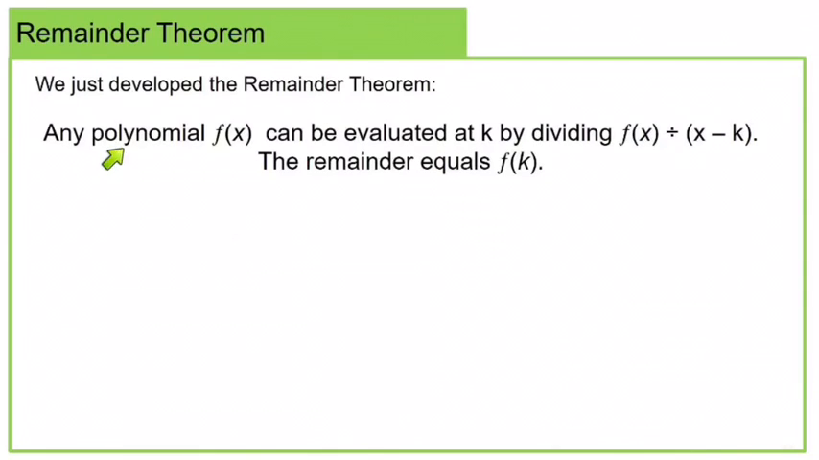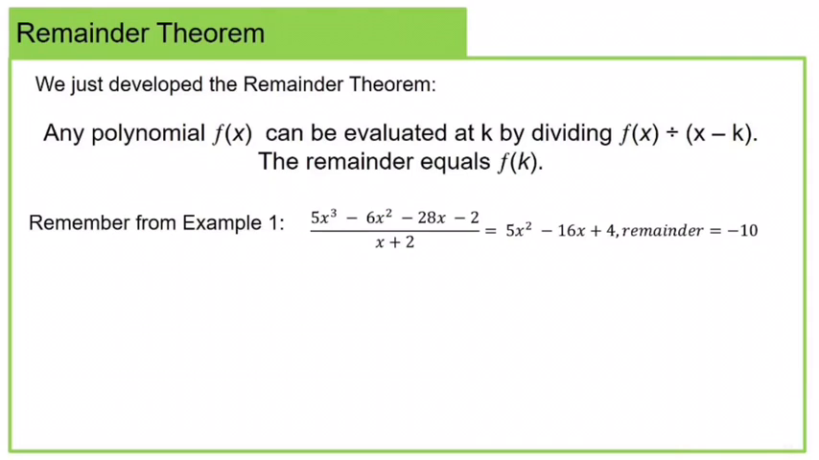The remainder theorem says that any polynomial f of x can be evaluated at k if we work out f of x divided by x minus k. The remainder of that problem will be f of k. So let me give you an example.